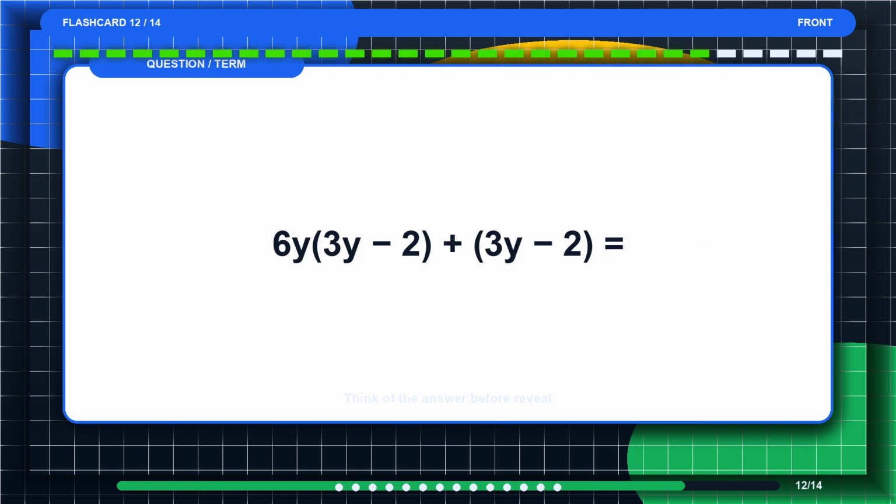Flashcard 12. 6y(3y minus 2) plus 3y minus 2 equals. Pause and think of the answer before the review.